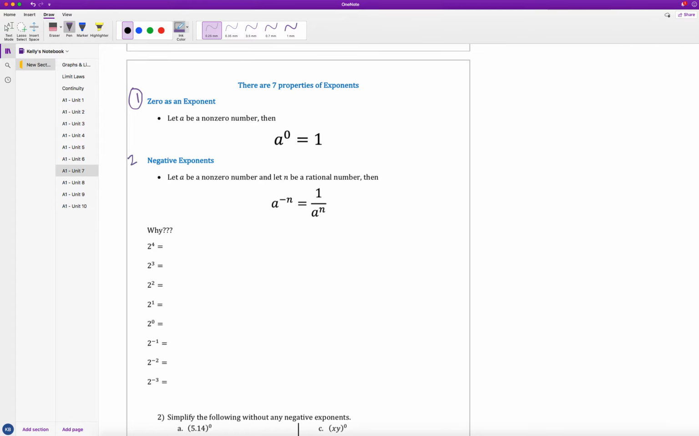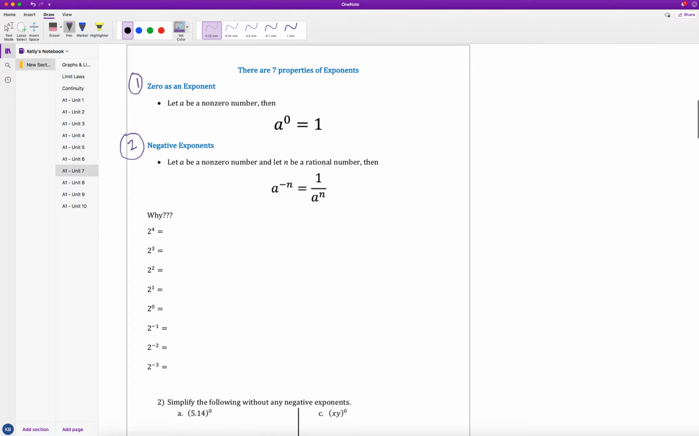The second property of exponents is, what do I do when I have negative exponents? So if a is any non-zero number and n is a rational number, then if I have a to the negative n, so my exponent here is negative, then I could rewrite this as 1 over a to the positive n, so that I have only positive exponents on the right-hand side. And let's really talk about why.